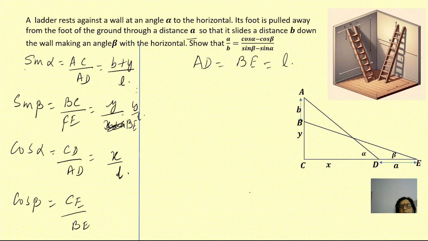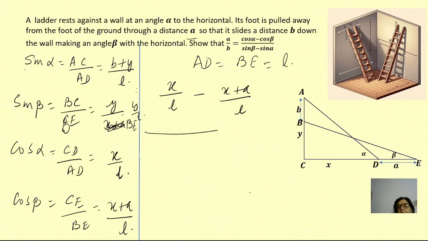This is BE, not, this will be B. So CE will be X plus A by L. Now getting back to this relation, the right hand side relation cos alpha. Now cos alpha is represented as X by L. Cos beta is minus X plus A by L divided by sin beta, which is coming as Y by L, and sin alpha is B plus Y by L.